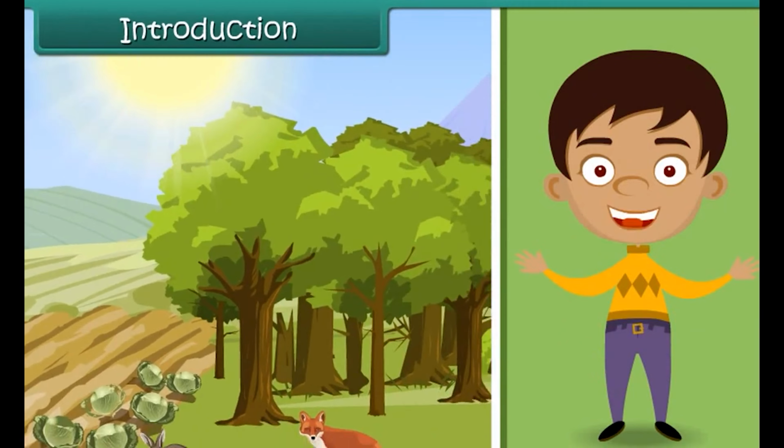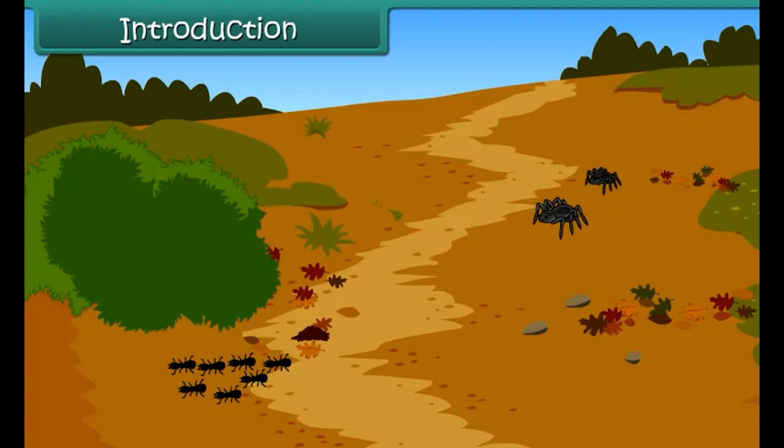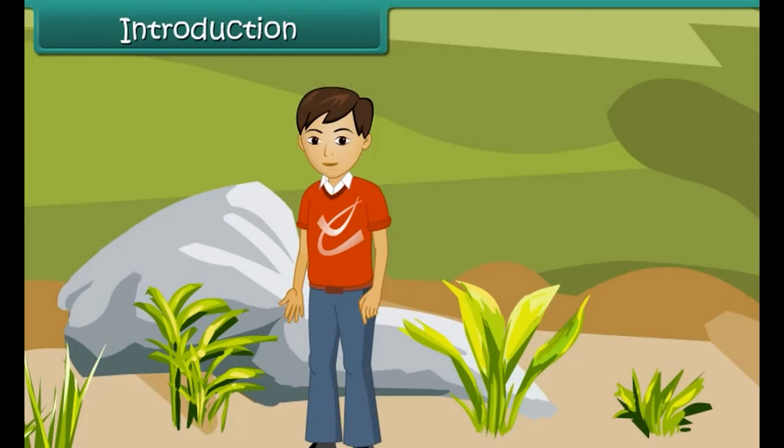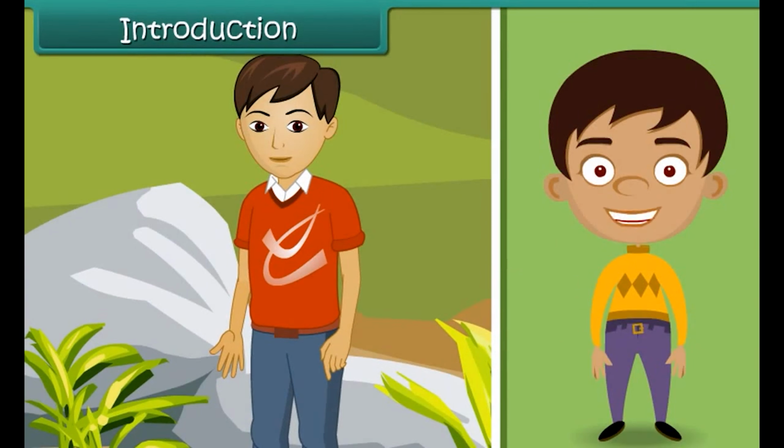Different life forms are present around us. Plants, insects, animals, and of course, the human beings. Every living thing is made up of different body parts, and each part has a specific task assigned to it. In this lesson, we will look at the parts of a plant body and understand their functions.